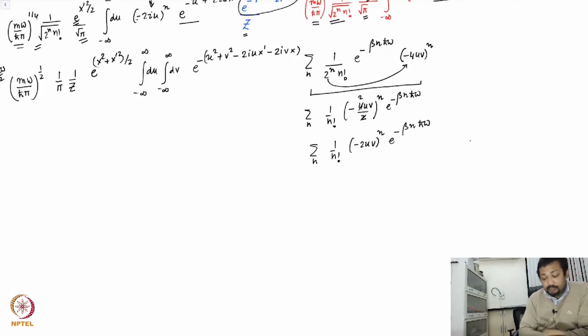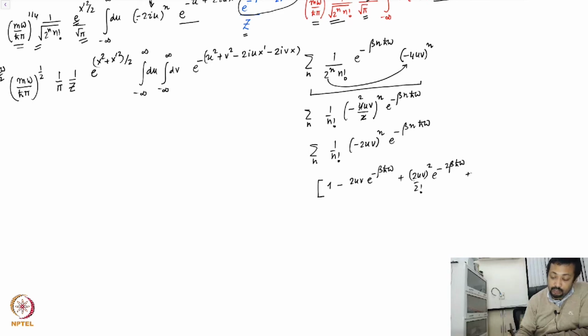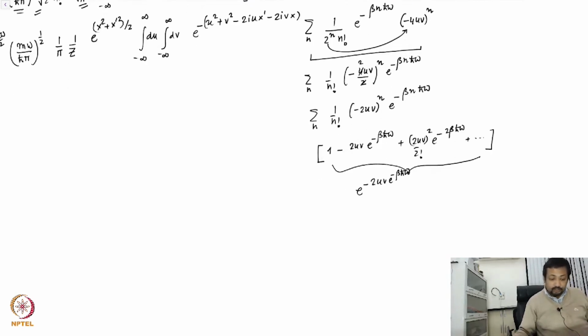If you now expand the whole thing, then the first term is 1, the second term is minus twice uv e to the power beta h bar omega, then you have twice uv whole square by 2 factorial e to the power twice beta h bar omega, and then you have higher order terms. And if you look at this carefully, then you see that this is nothing but the expansion of minus twice uv e to the power minus beta h bar omega.